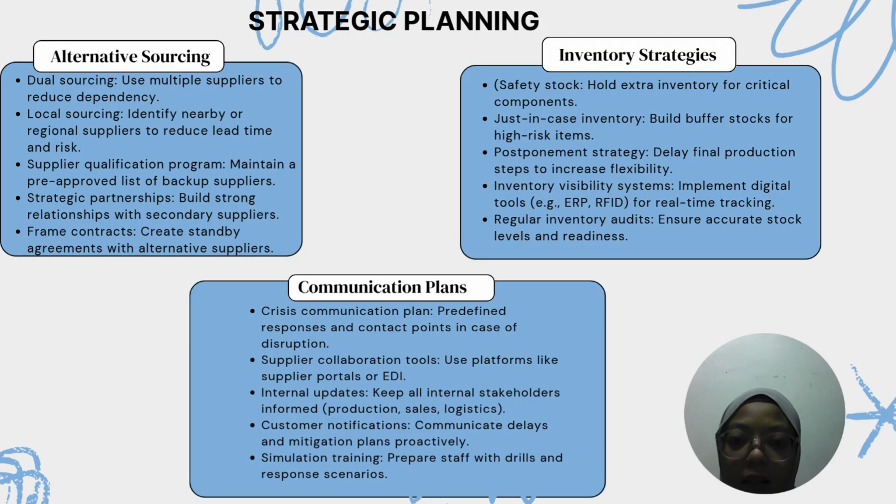Regarding this slide, strategy planning for Toyota: alternative sourcing, inventory strategy, and communication plan. For the alternative, for example, they can choose another supplier for the company. For inventory, just use technology, for example RFID and other technology for efficiency. And communication plans with, for example, EDI for the suppliers, and for the production, sales and logistics communication. So that can avoid any problems and disruption.